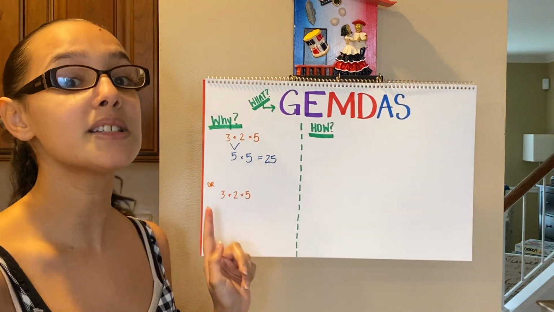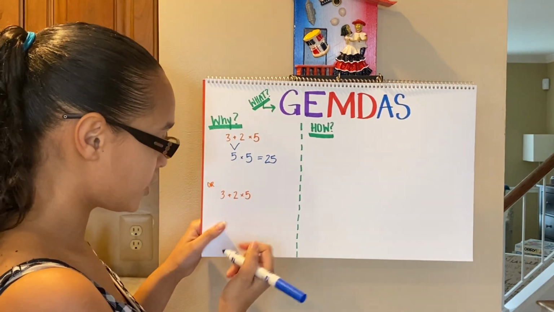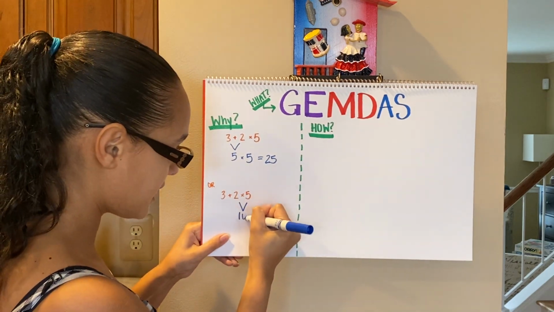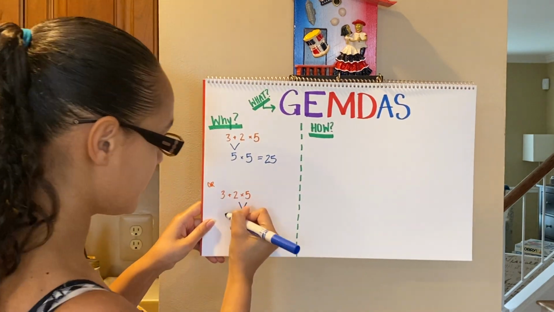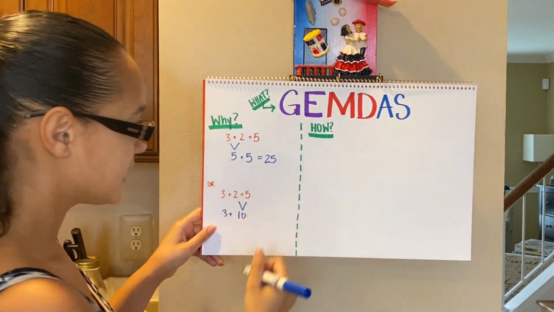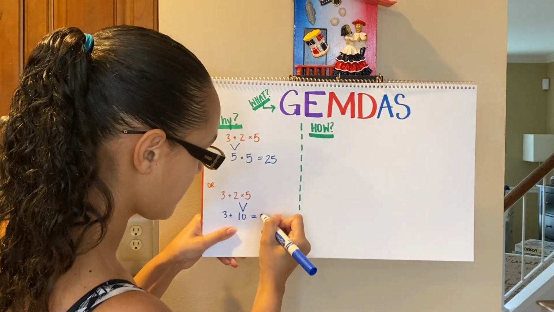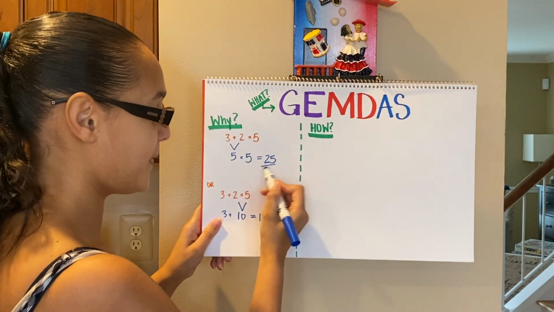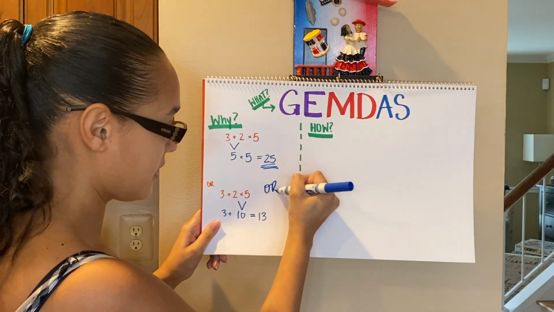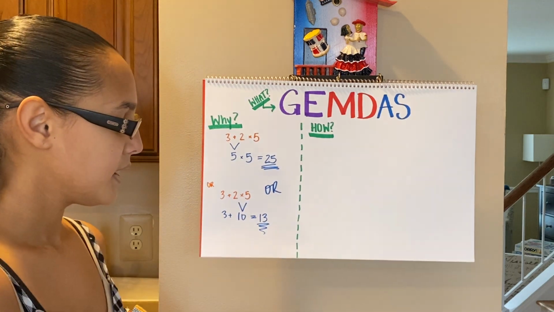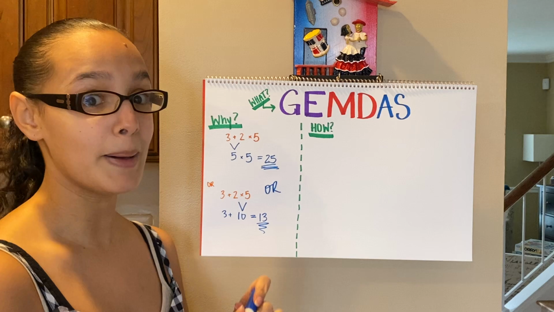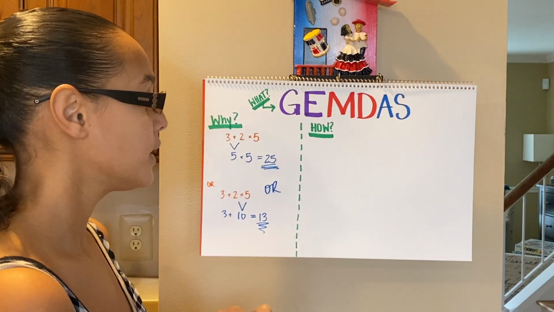Okay, now I'm going to solve it a different way this time. I'm going to choose to solve 2 times 5 first, which is 10. So now my new problem is 3 plus 10 equals 13. Now, the answer is either 25 or 13. Stop and think about how this could be a really big problem if we're talking about money or food.